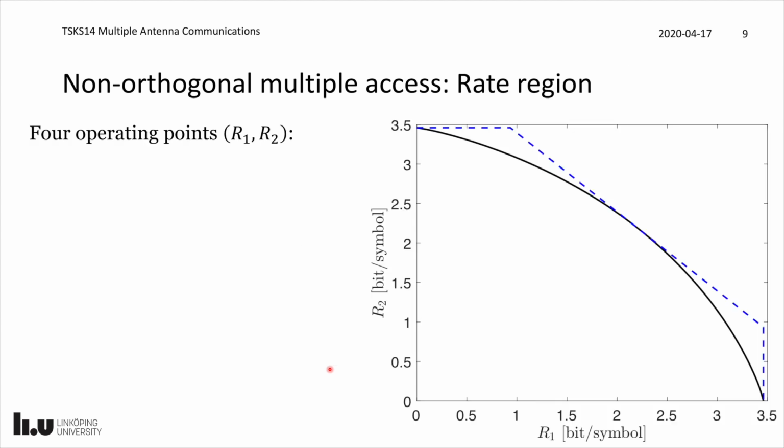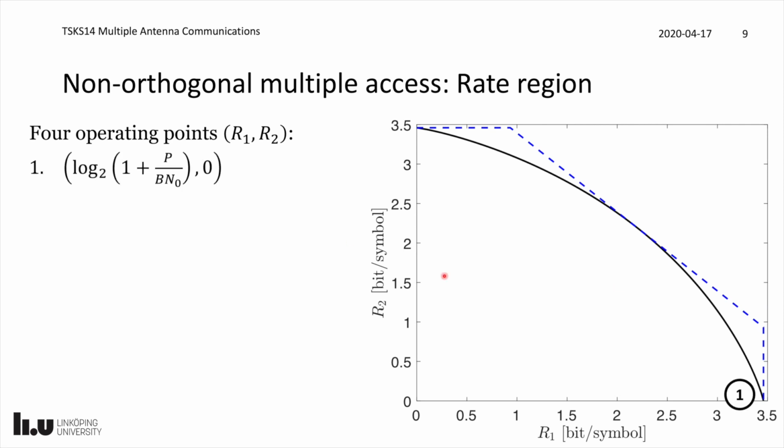So what are then the benefits of using non-orthogonal multiple access? Well, we can actually improve the rates of both the users in many cases. The black curve here is what we achieved before with the orthogonal access. We still have user 1's performance on the horizontal axis and user 2's performance on the vertical axis. And the blue curve is what we can achieve with non-orthogonal access. So how is that possible?